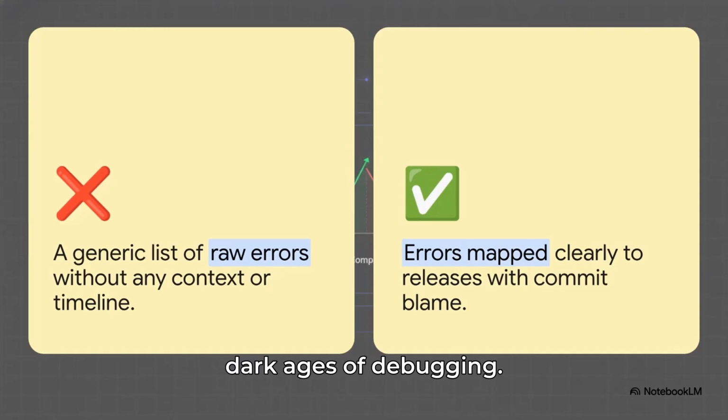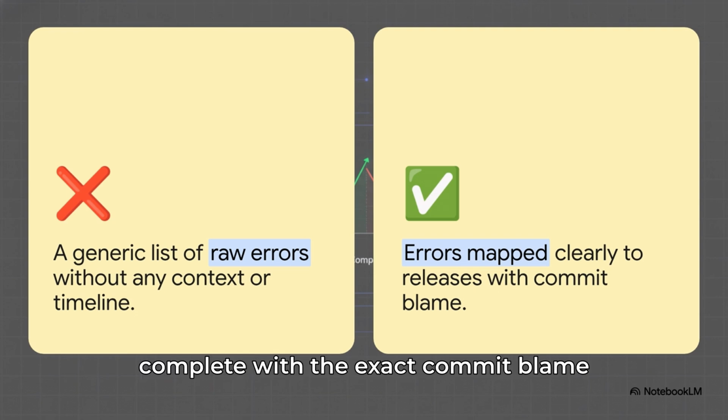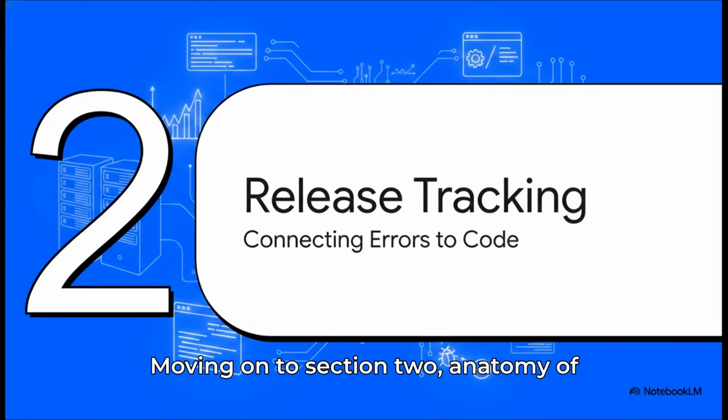Imagine the absolute dark ages of debugging. You are just staring at a generic list of errors. There's no context, there's no timeline, just a raw, terrifying feed of failures. But then, contrast that with the enlightened state inside Sentry. Suddenly, errors are mapped perfectly to a specific release, complete with the exact commit blame and the author's name right there in front of you. Honestly, the difference between these two states is literally the difference between a 5-minute quick fix and a 5-hour wild goose chase.